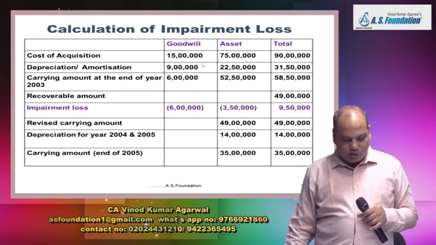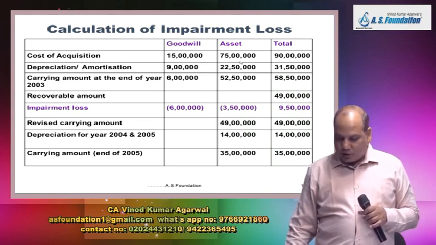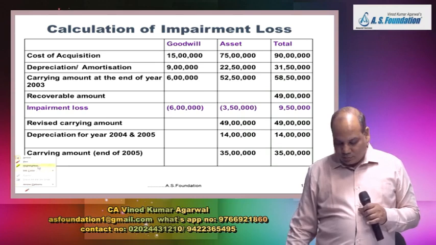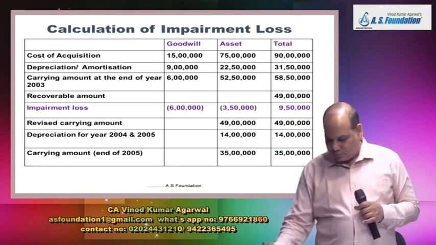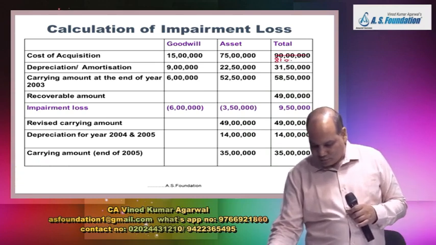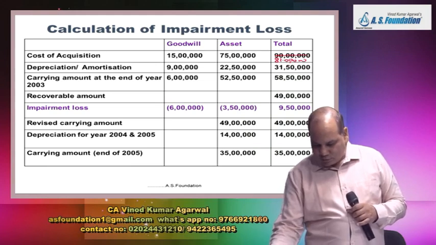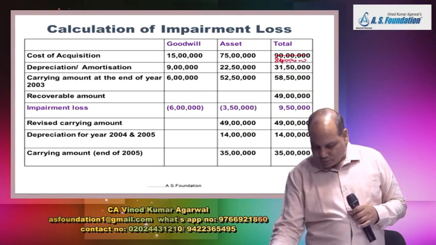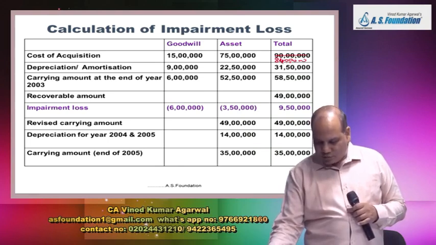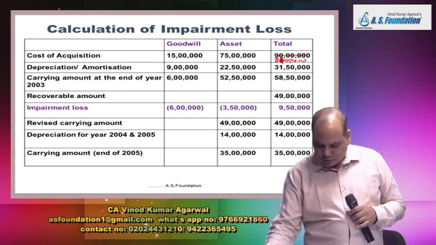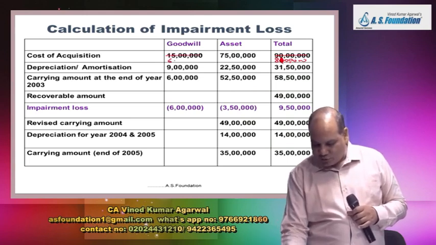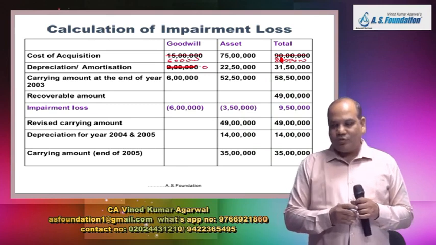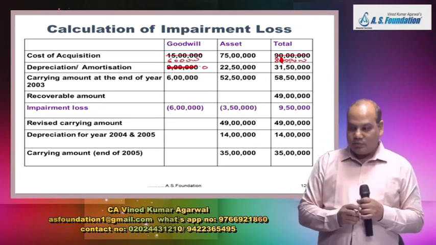Change the question: make the total price of the asset 81 lakh. Sorry, not 81, you make it 84 lakh. Also 81 is okay. Happy? So goodwill will be 6 lakh, and we will not provide amortization of goodwill. So goodwill is 0. Just make a change in the question.